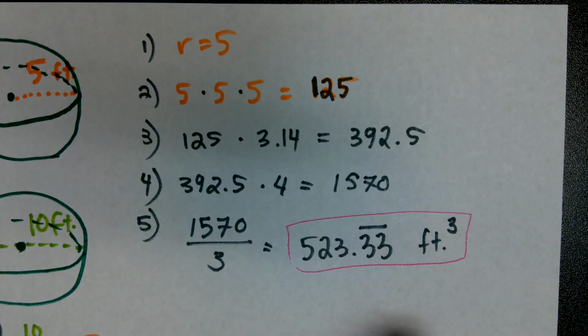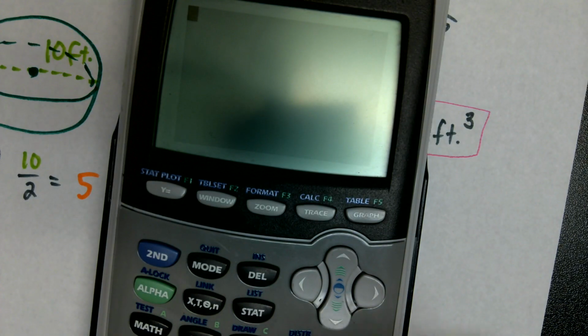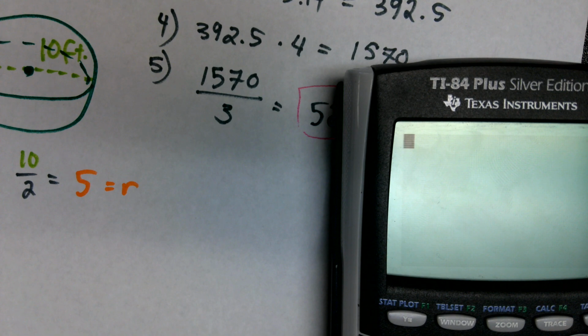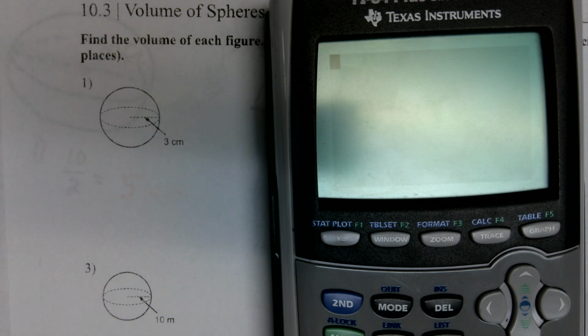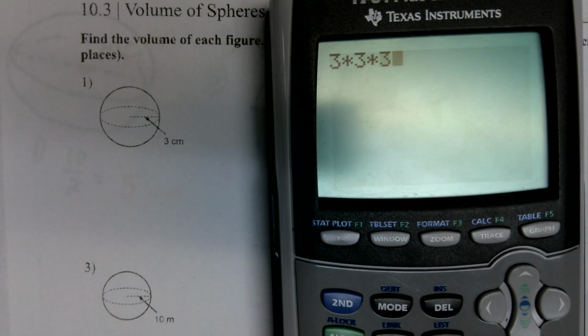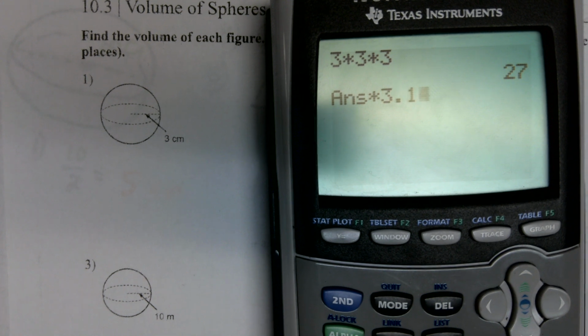But let me show you what I mean. We don't have to write all this out. This is a lot of writing. Okay? Let me show you in reality what it's going to look like for you. Let's say we go to our worksheet here and we're looking at number 1. What's my radius in number 1? 3. We're going to do 3 times 3 times 3. That's step 1. We're going to multiply that number by 3.14.